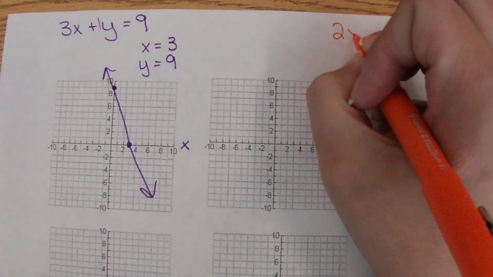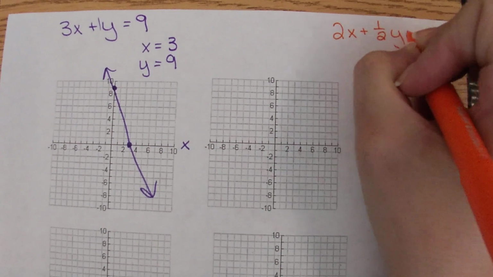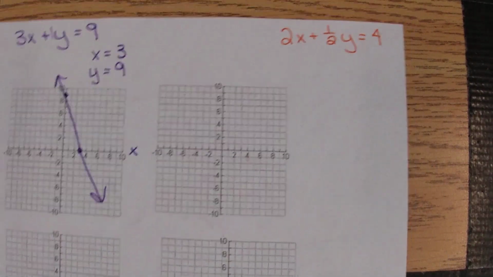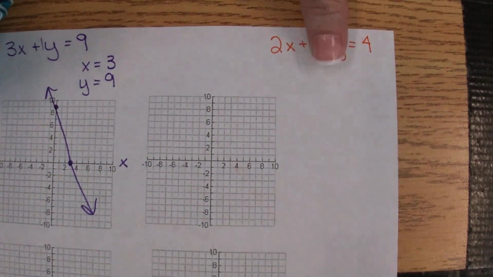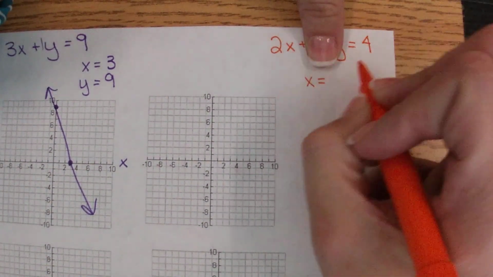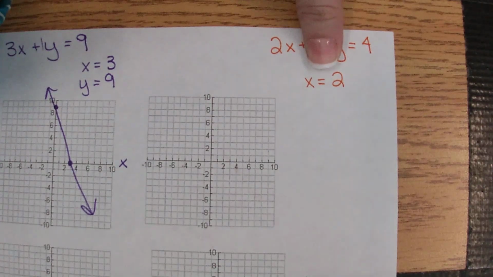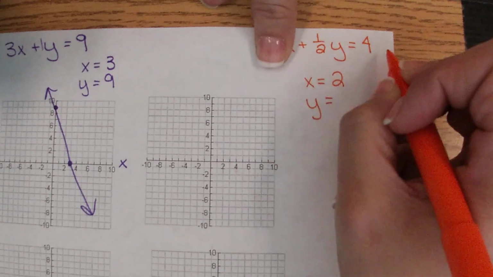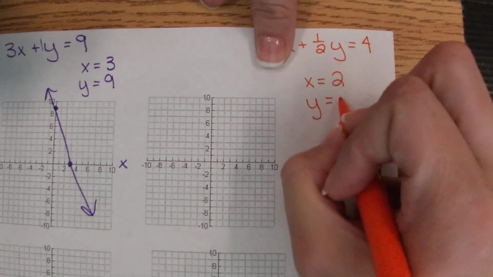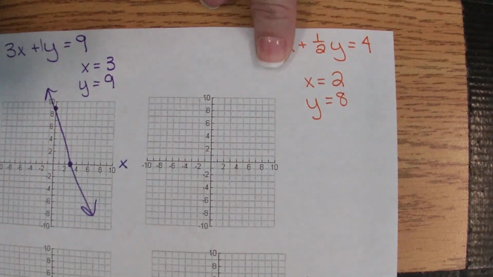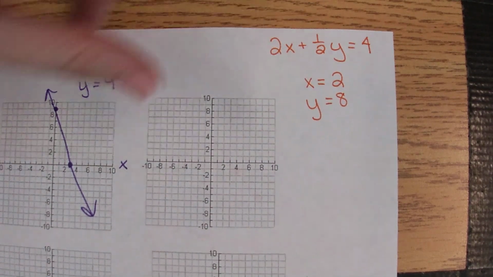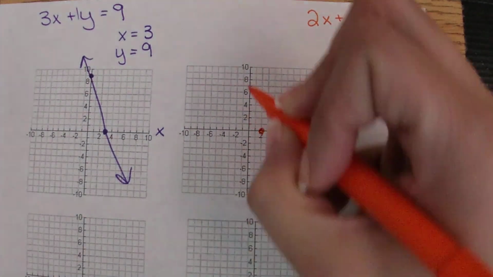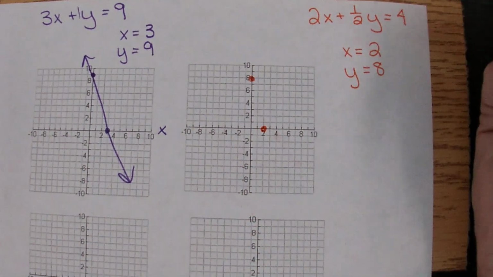Let's say we have 2x plus 1/2 y equals 4. Okay, so my x-intercept, I'm covering up y. I'm dividing. x equals 2. My y-intercept, be careful when you're dividing by 1/2. Dividing by 1/2 is really multiplying by 2. So on my x-axis, I'm going to be at 2. On my y-axis, I'm going to be at 8.